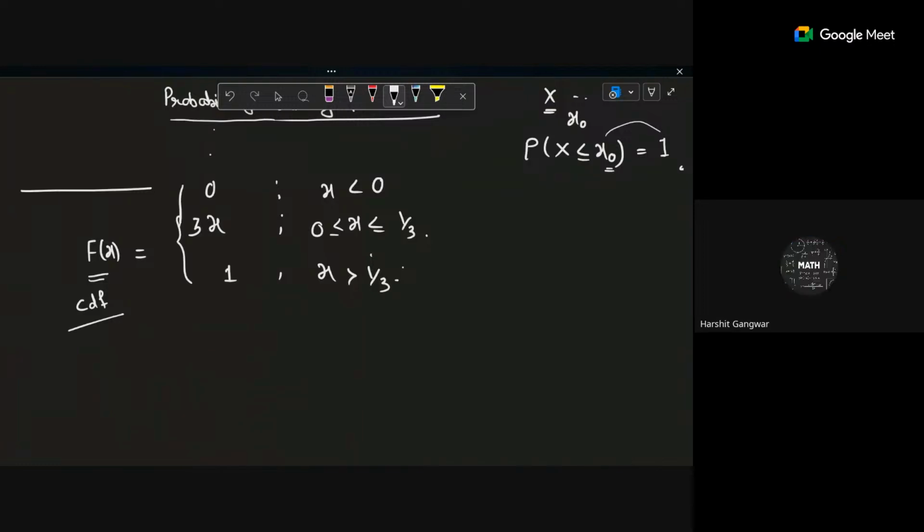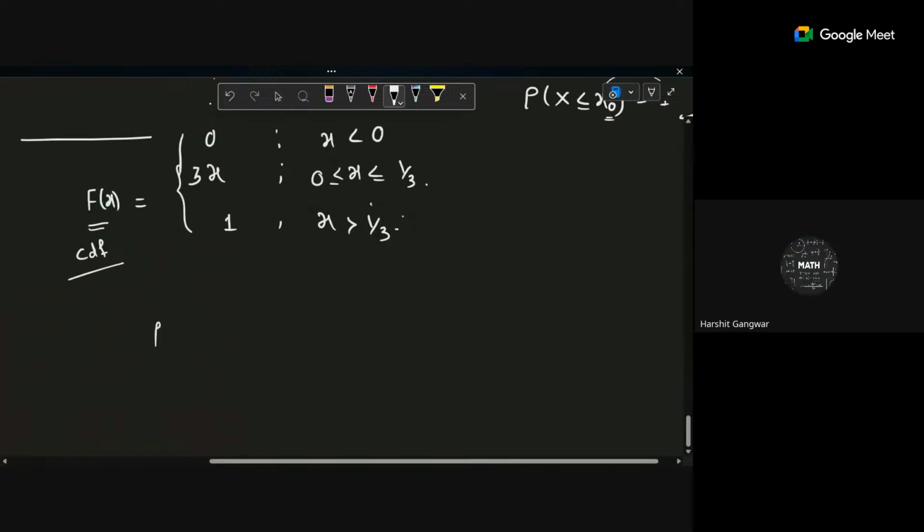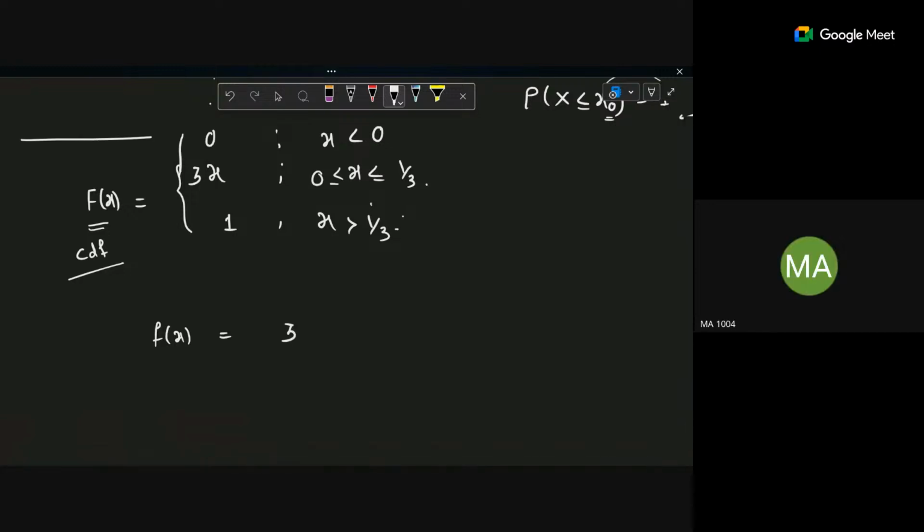Ma'am, by differentiating 3x, we get 3. So it's not a valid PDF. It will be 3, and it's not a valid PDF. Okay. Why?